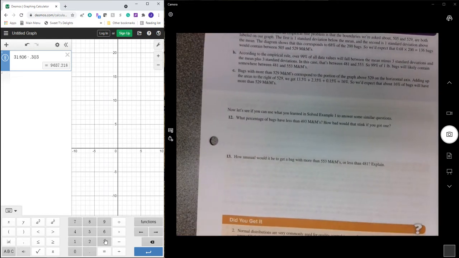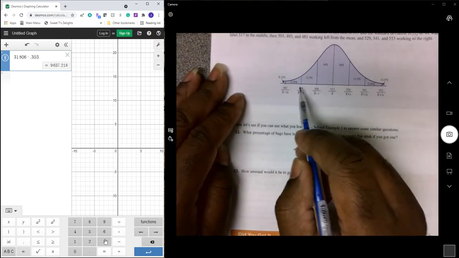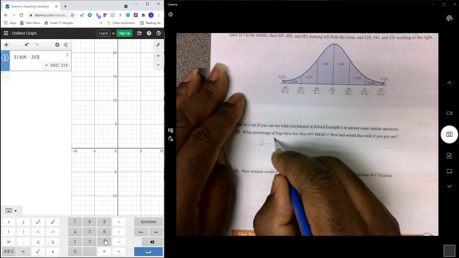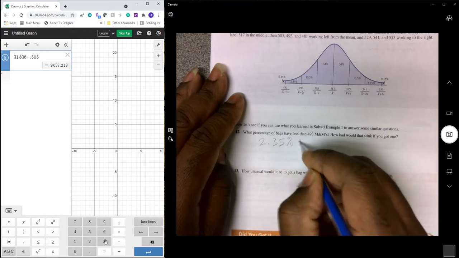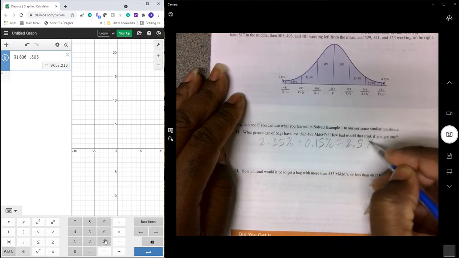Now it says here, let's see if you can use what you learned and solve example 1 to answer some similar questions. Okay, number 1, what percentage of bags have less than 493 M&Ms? So let's look here. We'll go to 493, and we look at the percentage of bags with less than 493. So it'd be 2.35% plus 0.15%, which is 2.5%.